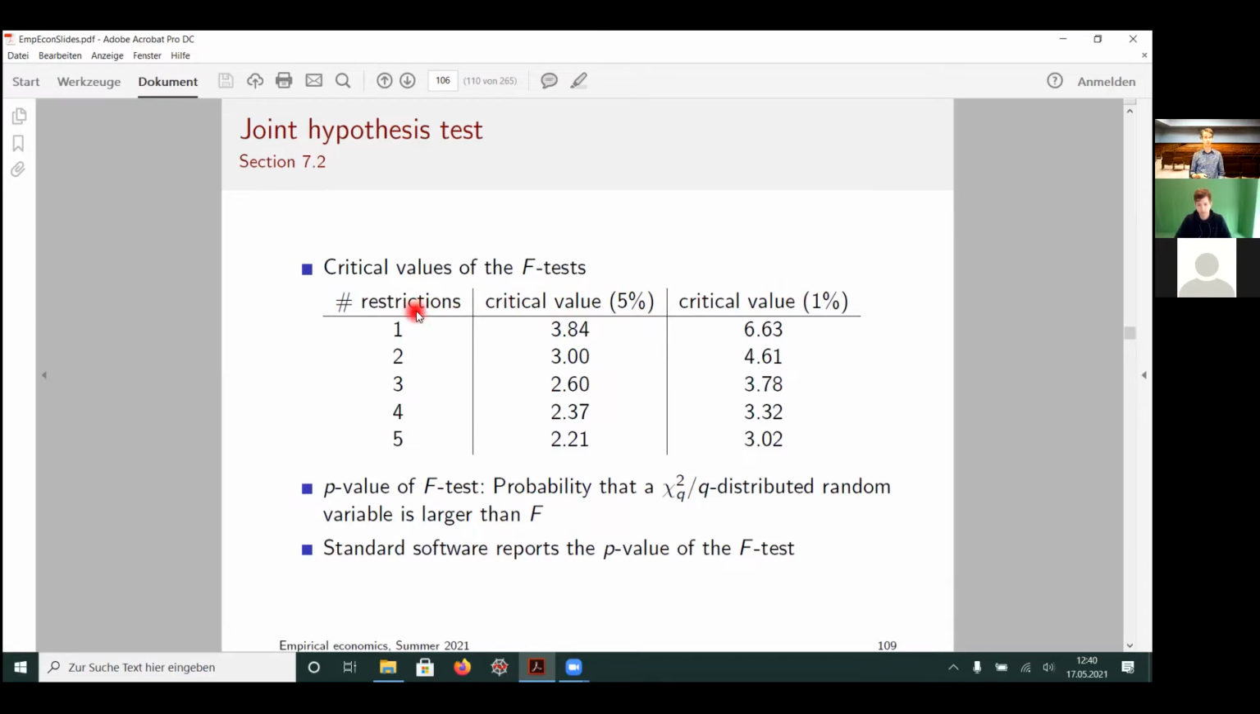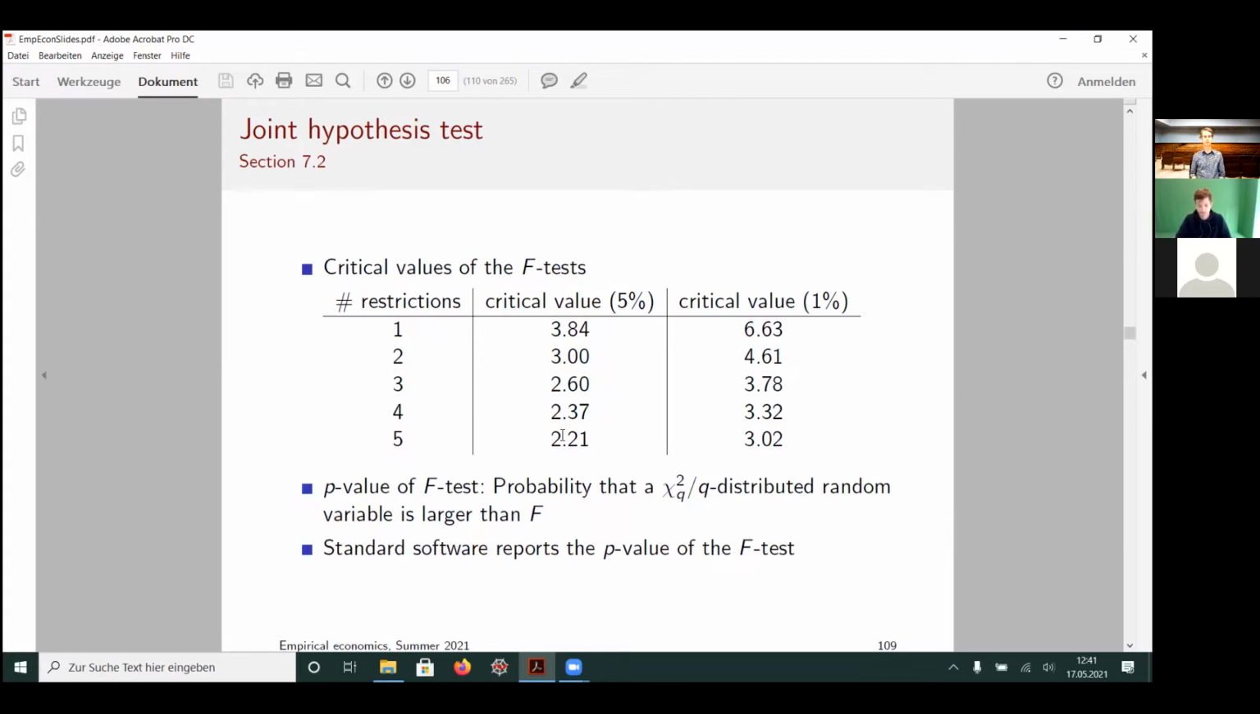Sometimes some people use 10%. But it also depends on the number of restrictions that we test. So we could actually use a single restriction, like in the t-test. We could use two restrictions, beta 1 equal to 0 and beta 2 equal to 0. But we could also use more restrictions here if we have more regressors. And the critical value then slightly goes down with the number of restrictions that we would like to test. Okay, so these are the critical values for the f-test.